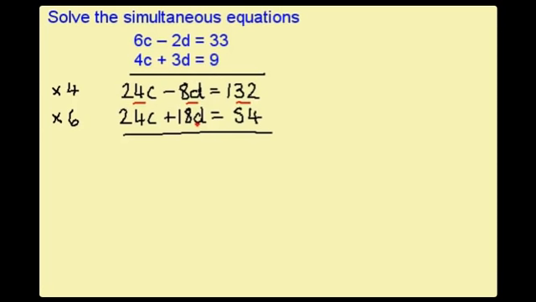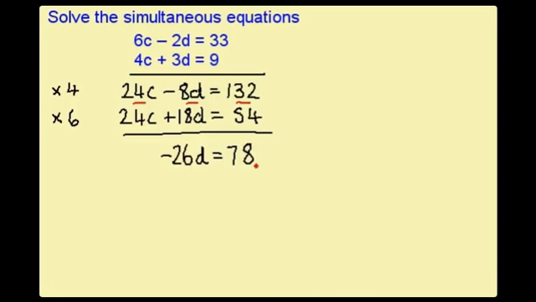Minus 8d minus plus 18d. If this question appears on a calculator paper, make sure you use your calculator for this. Type in minus 8 minus plus 18. This gives you minus 26d. 132 minus 54 gives 78.